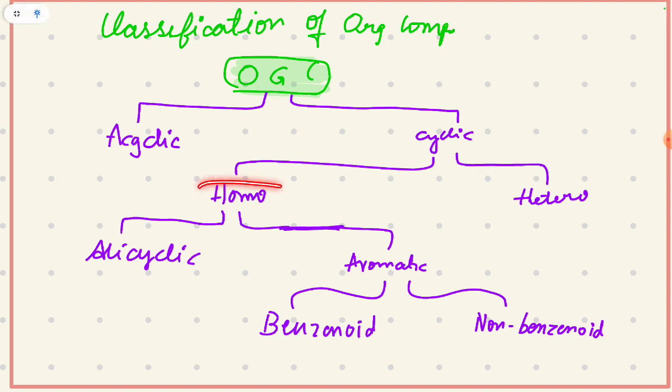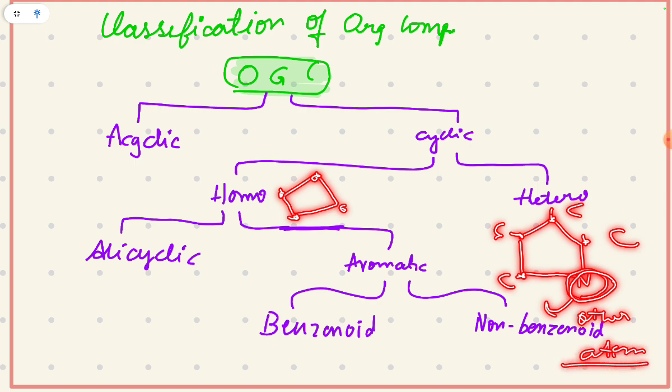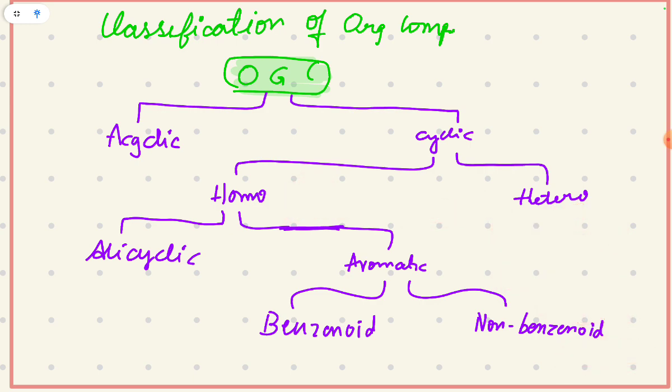Fine. Next is homocyclic and heterocyclic. Homo means same. You know what homo is, right? That means there are no foreign atoms in this cycle. This cycle can be like this, with only C atoms here, while the hetero can be like this. See, this has N, whereas the rest are all C. This is another atom that doesn't belong to the C group. So this has a different atom in the cycle, while this has all the same atoms.